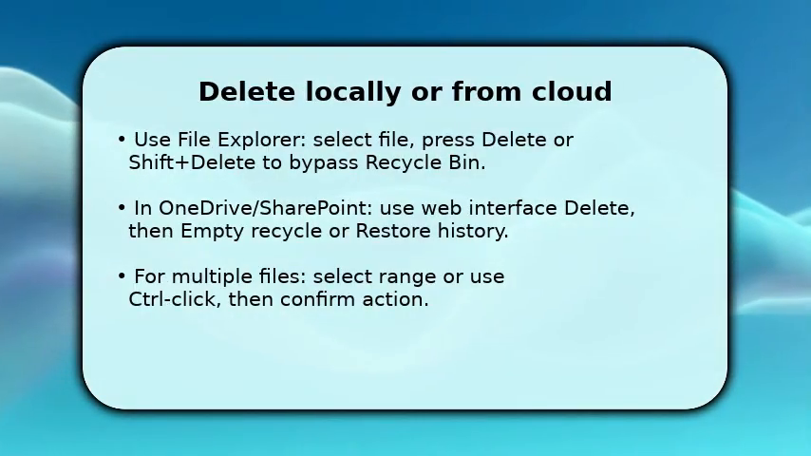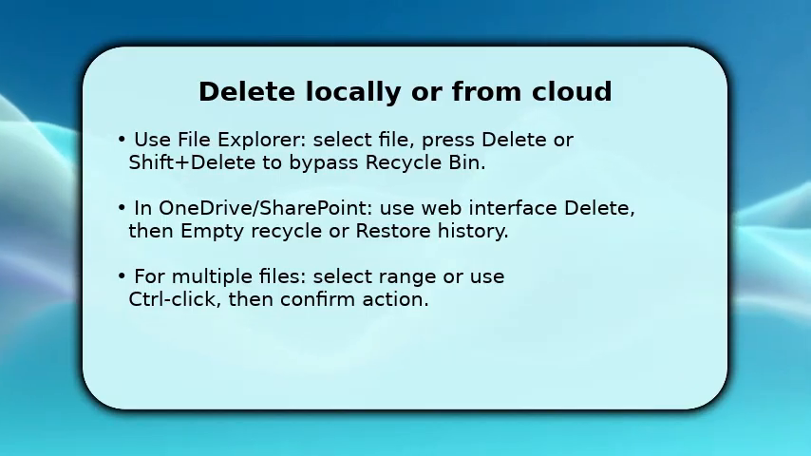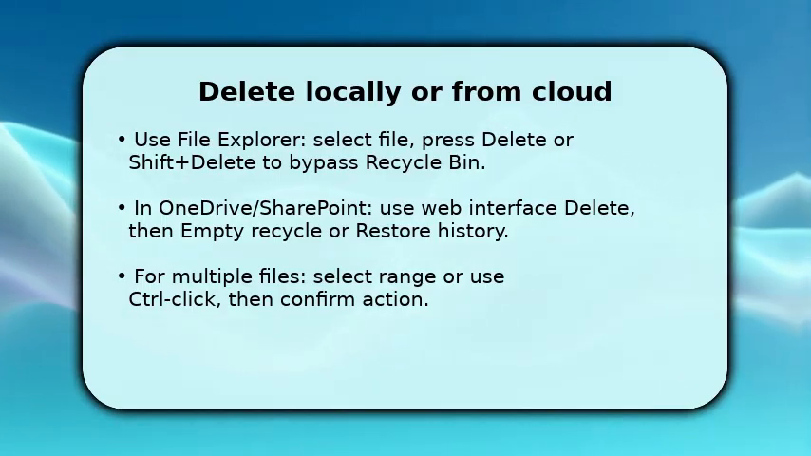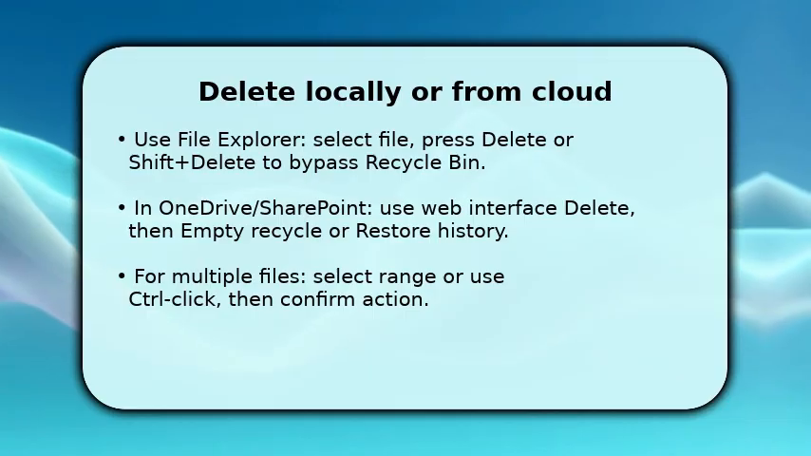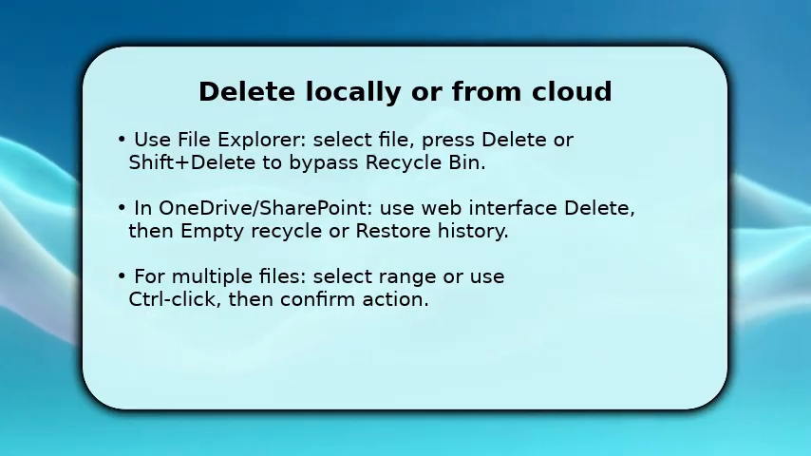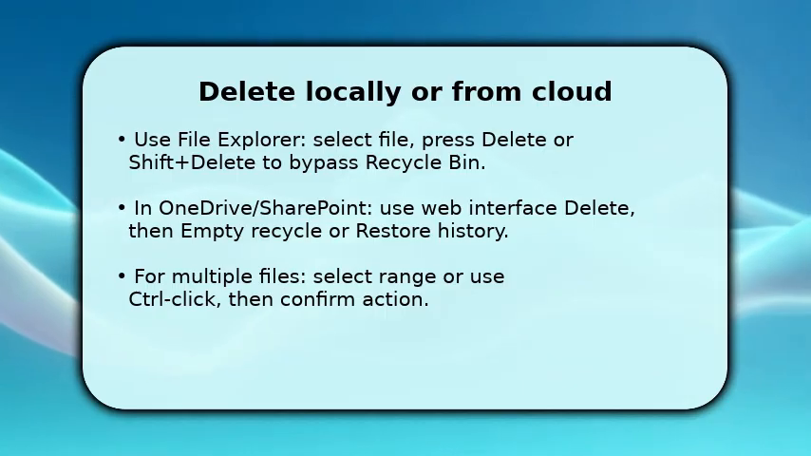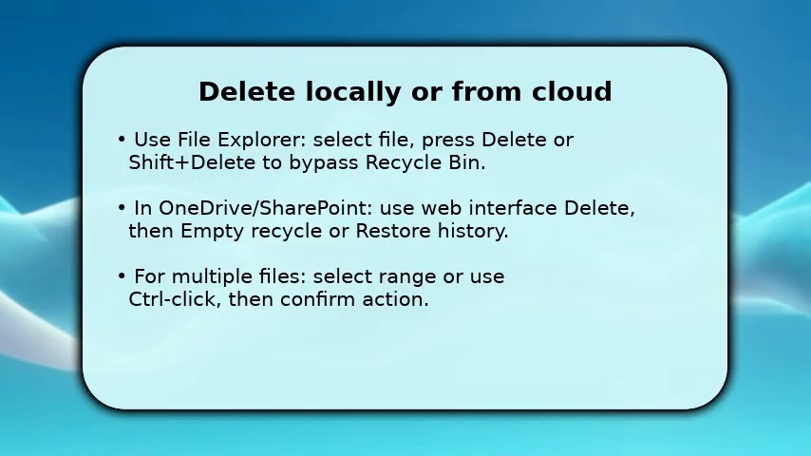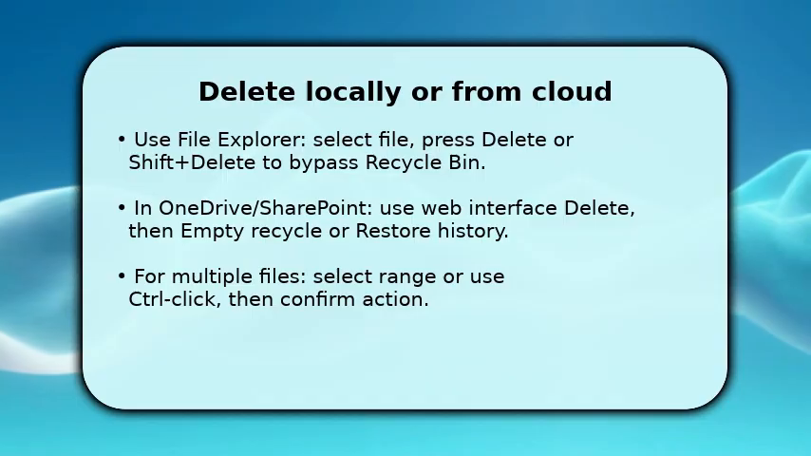Now perform the deletion. In File Explorer, select the file and press Delete to move it to Recycle Bin, or use Shift+Delete to remove permanently. Use Control-Click for multiple files. If the file lives in OneDrive or SharePoint, delete via the web interface and then empty the Cloud Recycle Bin to finalize removal. Version history may persist until cleared.